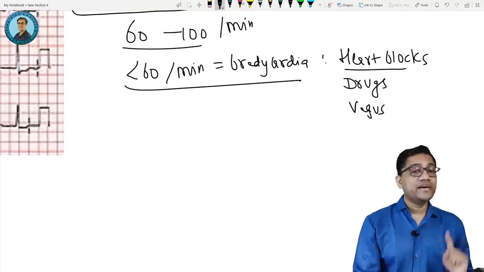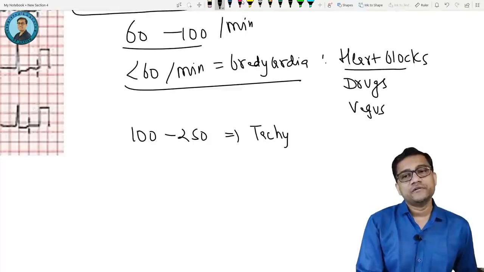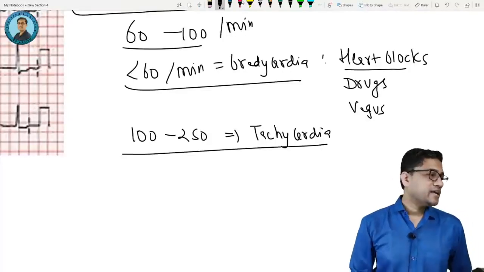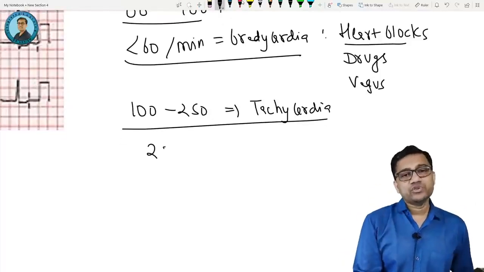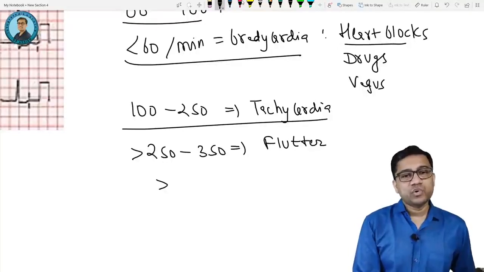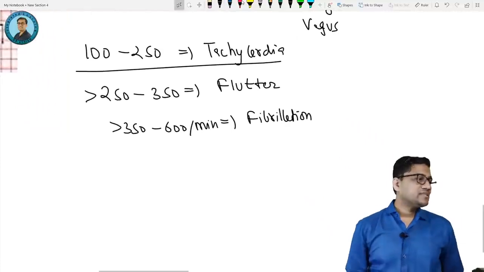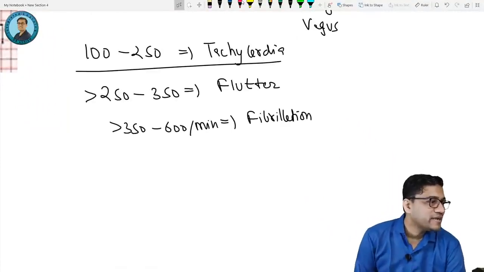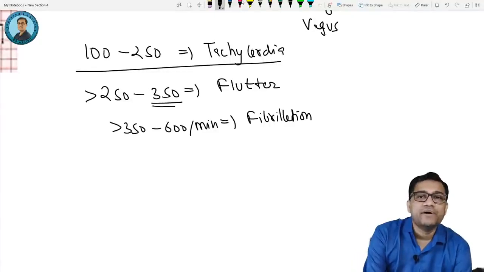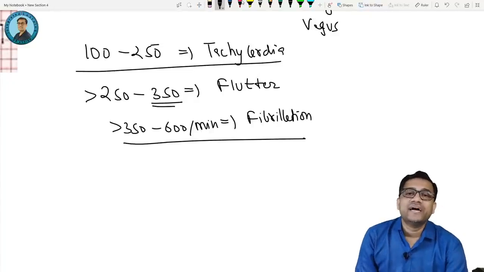Now comes the concept of tachycardia. Please understand. First, 100 to 250 we take as tachycardia. And then if it goes above 250 up to 350, it is called flutter. And if it is more than 350 up to 600 per minute, this is fibrillation. So this is the cutoff. Above 350 is fibrillation, and tachycardia is not going to exceed the 250 cutoff.